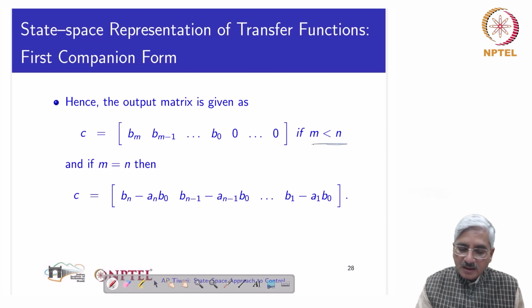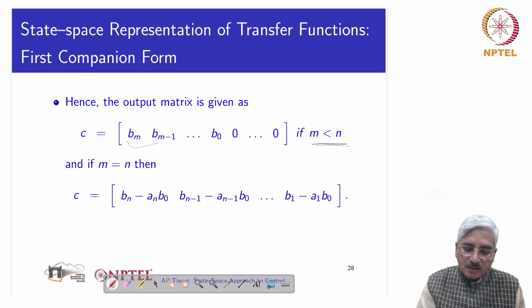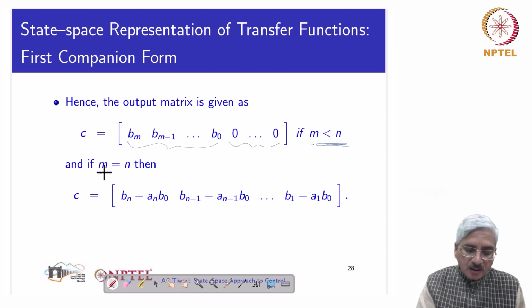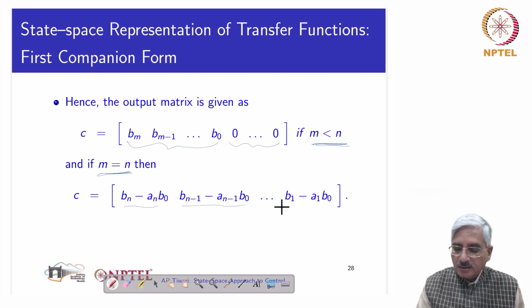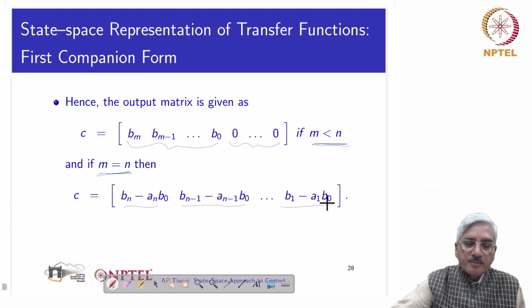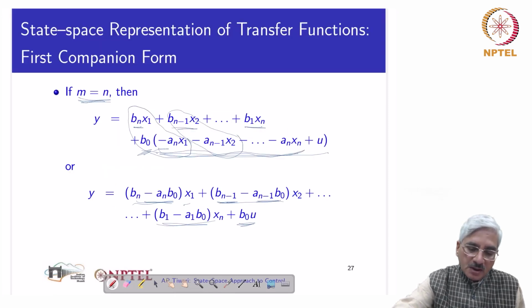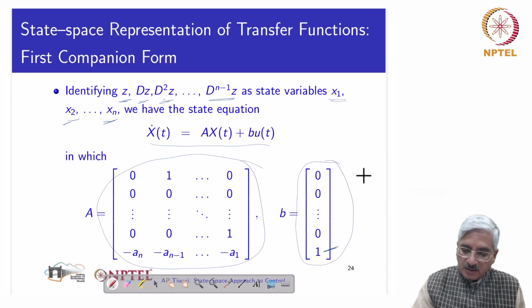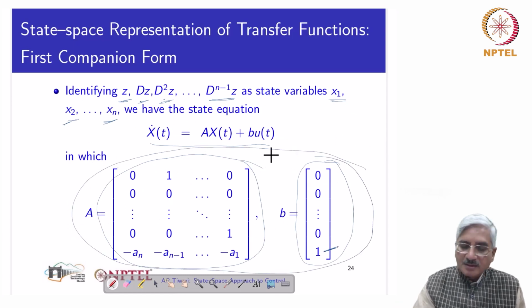We see that if m is less than n, then the C matrix contains some non-zero terms and the remaining terms are 0, and in case m is n, then C has all the terms non-zero like this. And the A and B matrices are as before, they were given in one of the previous slides, which is given here. So these are the A and B matrices.